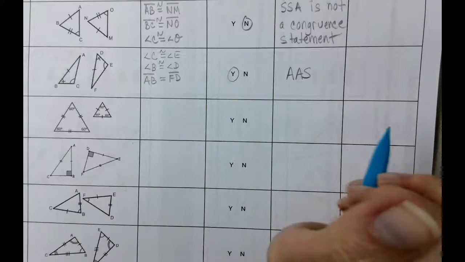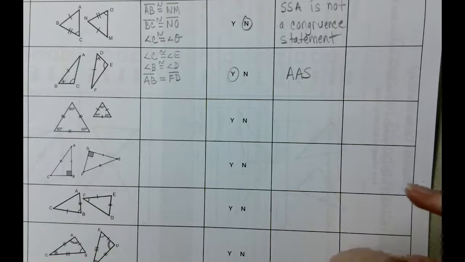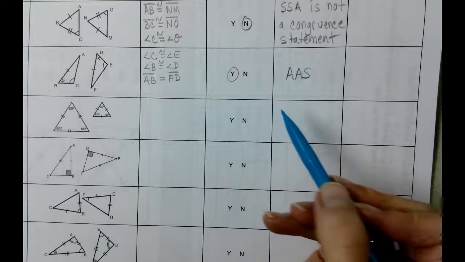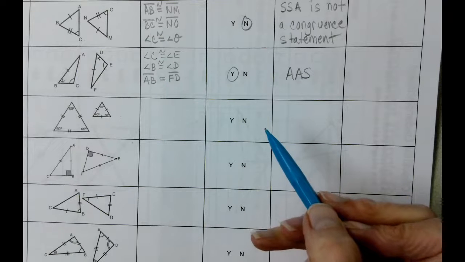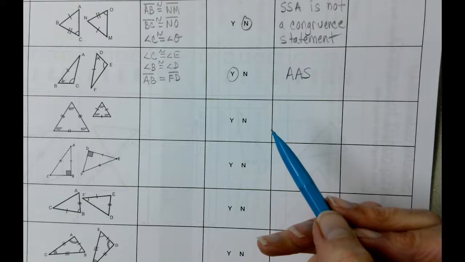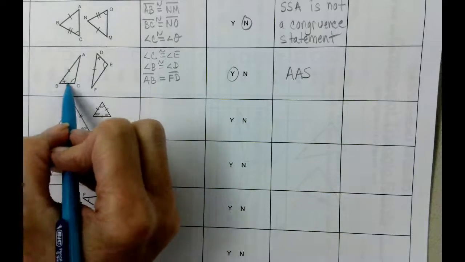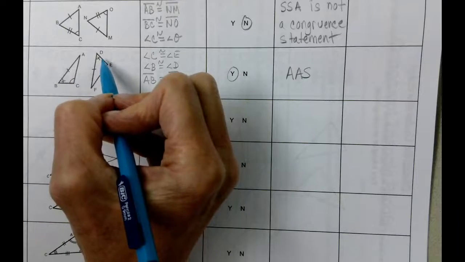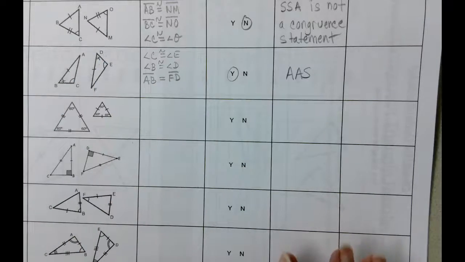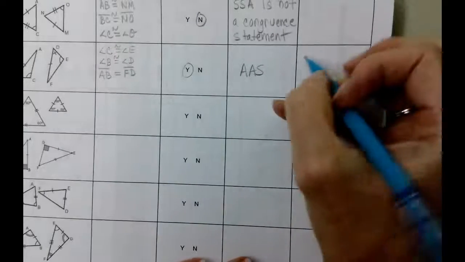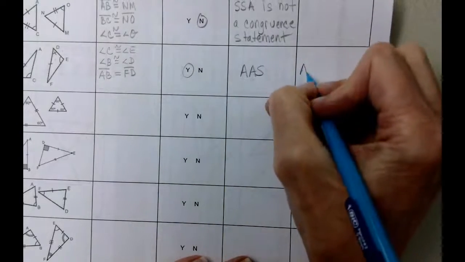And I didn't say that very well, so I'm going to try this again. Angle, angle, side says that we have two angles in one triangle congruent to two angles in another triangle, and then a side that's not included. So in order for a side to be included, we'd have to know BC and DE, but we don't.